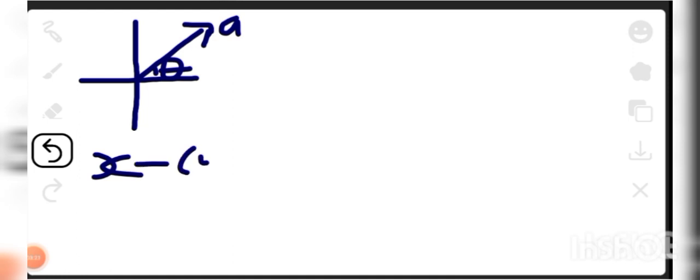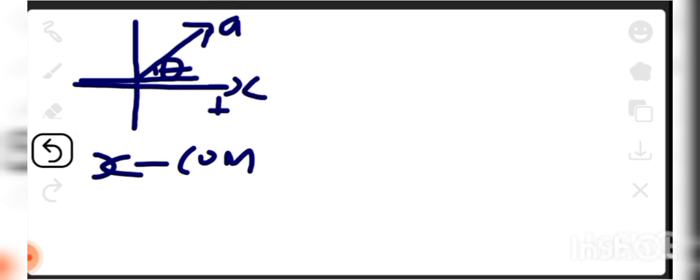The x component. Now, what is the x component of this vector? Remember this horizontal side is the x. Take note of this: here is the x, here is positive x, here is negative x, here is the y. Then here is positive y, this side is negative y. So take note of that. It's very, very important.